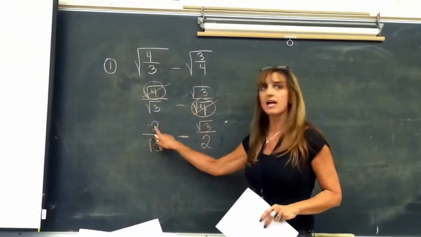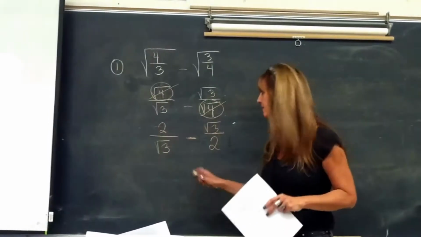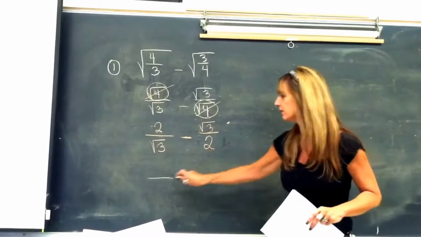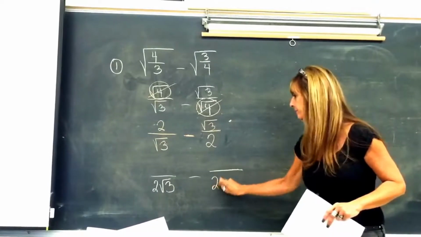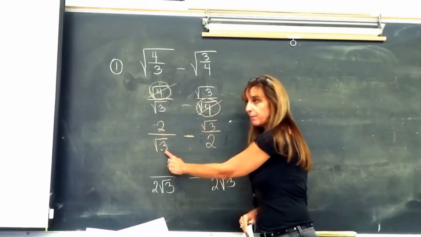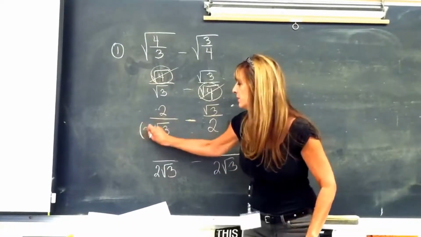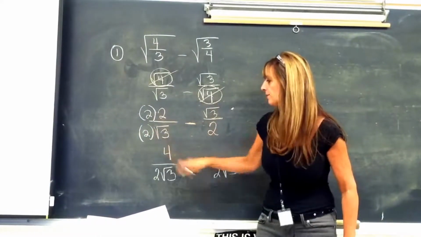I could rationalize this first and then find the common denominators, but I think I'm just going to find the common denominator. Common denominator between a rad 3 and a 2 is a 2 rad 3. Okay, nice and slow. What do I have to multiply the rad 3 by to make 2 rad 3? I have to multiply by 2. So I'm going to multiply the top by 2. 2 times 2 is 4.